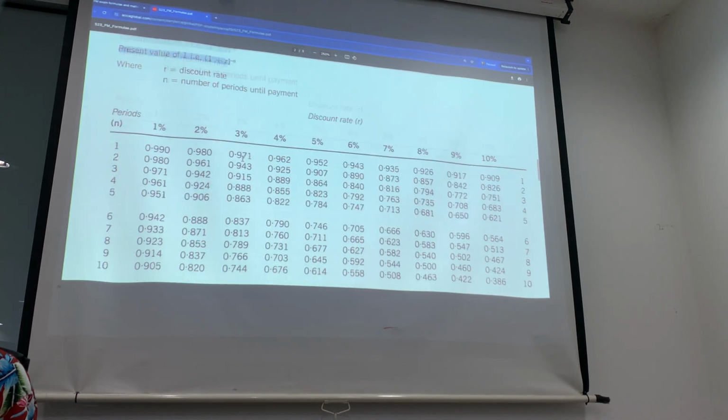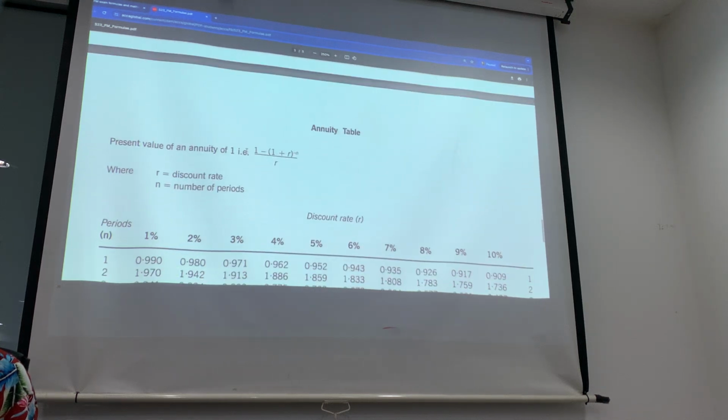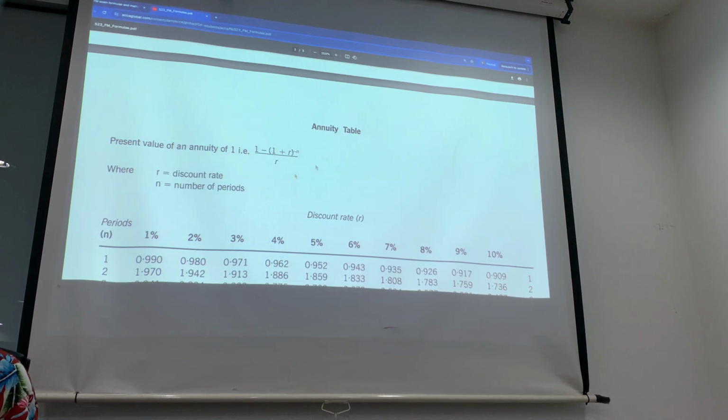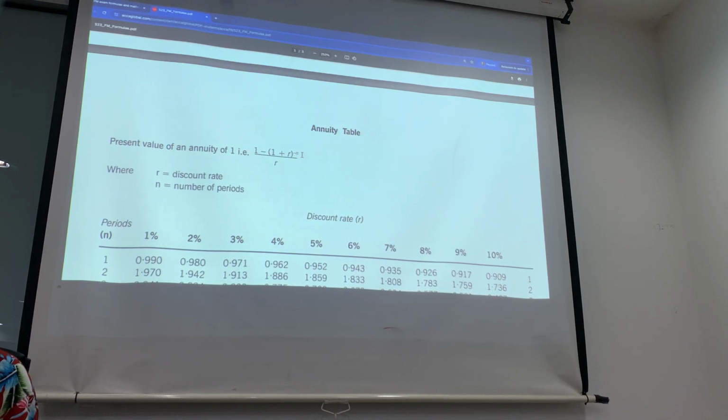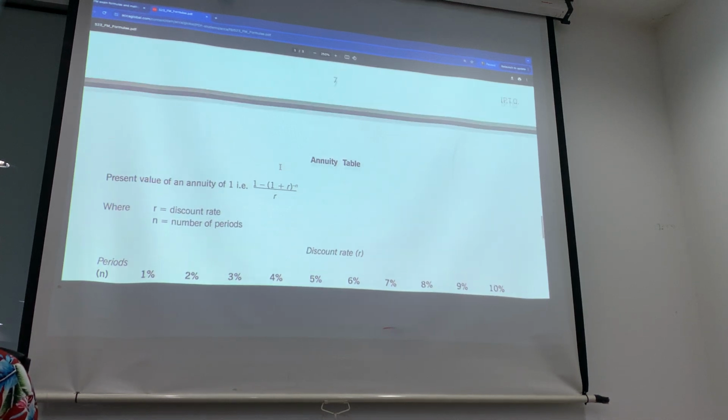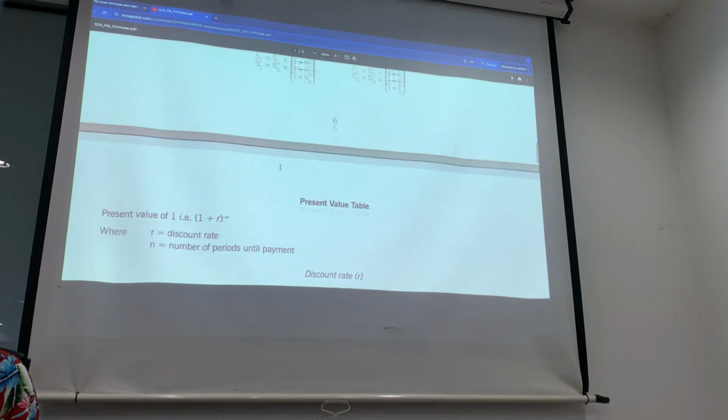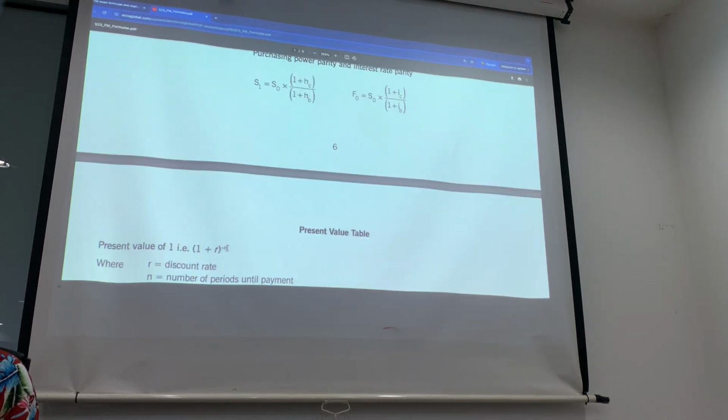And the formula is also given. Are you okay? Formula is given here. So in case you don't know, you just use the formula 1 minus (1 plus r) to the power of minus n, over r. Alright? And here is (1 plus r) to the power of minus n. Are you okay?